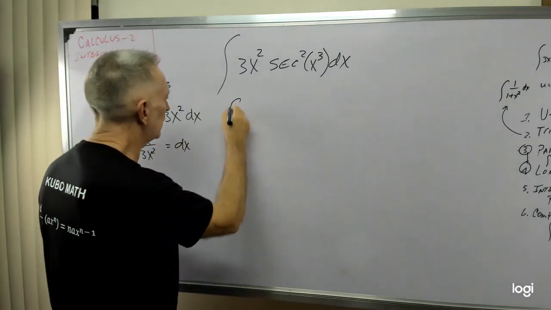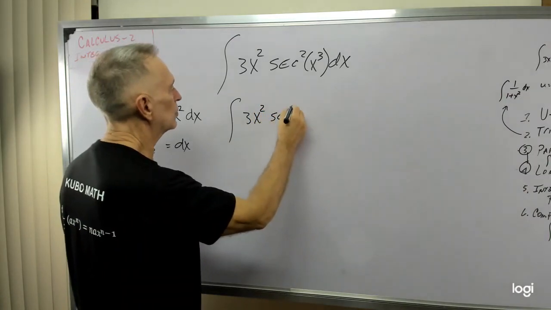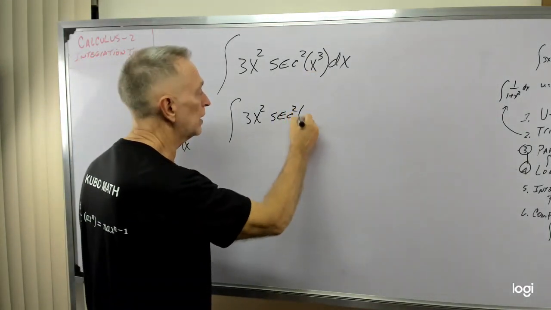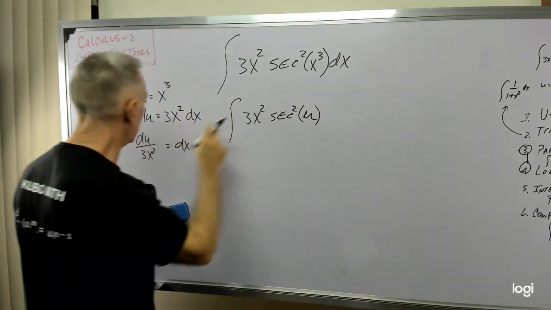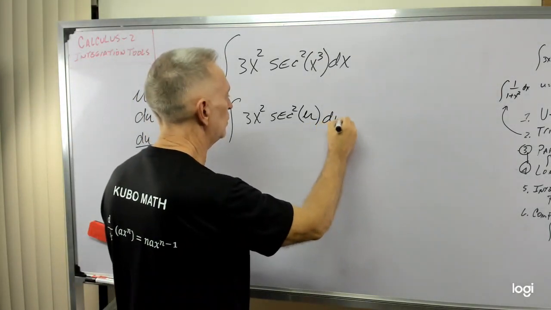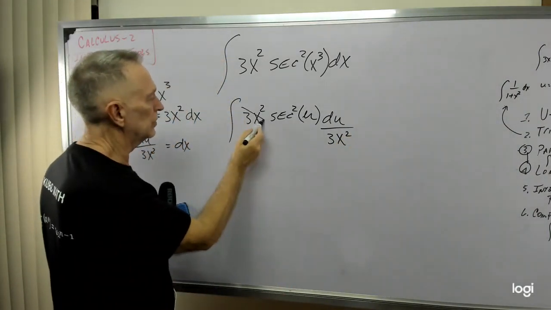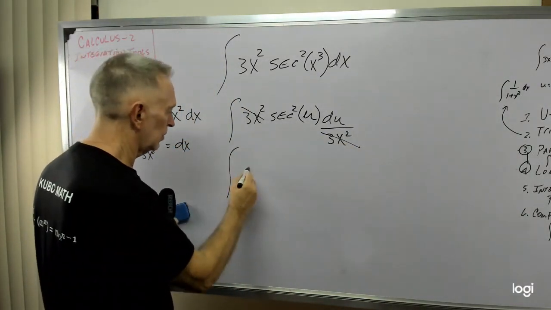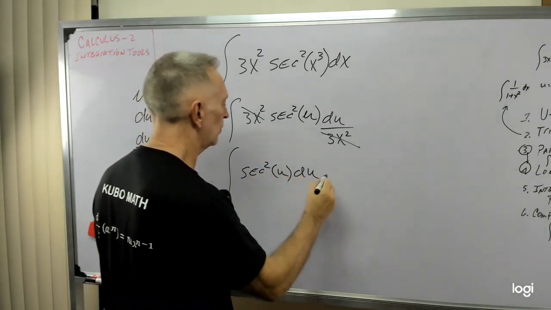Okay, now let's fill in the blanks here. So we had 3x squared secant squared of u. We said u was x cubed, so we can replace x cubed with u. And then we need to replace dx. Well, dx was du over 3x squared. So that's du over 3x to the second power. Oh, you'll notice this, divided by that, they cancel. So now I have the integral of secant squared u du.